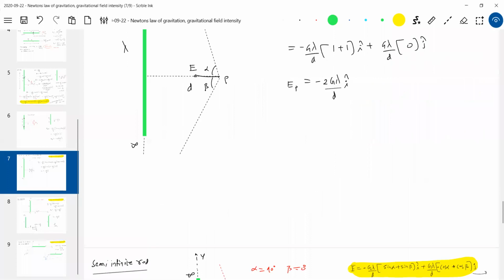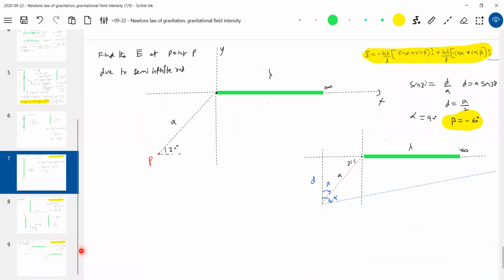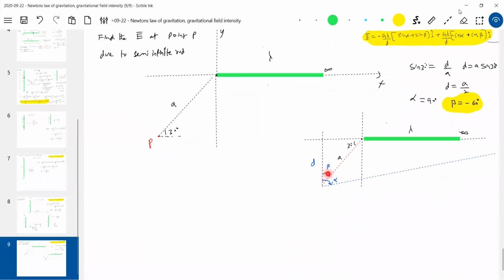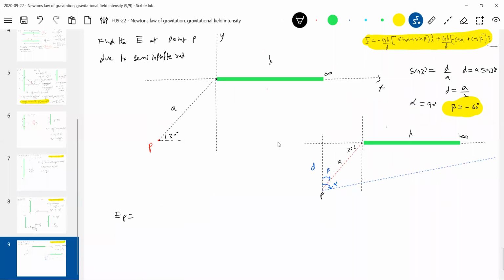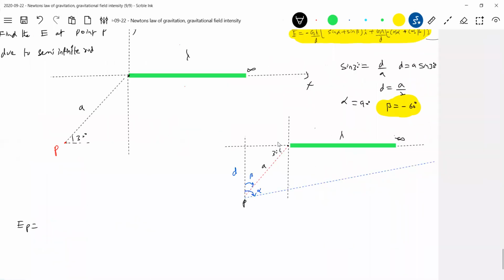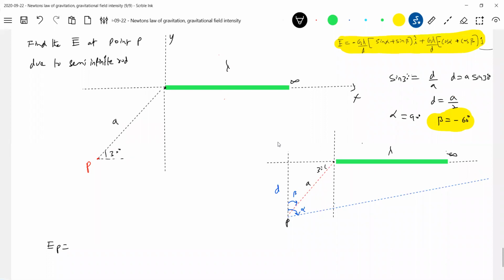Okay, now take this one. How are we measuring beta now? Beta I'm measuring in the direction of alpha. So what should beta be? Minus 60. So substitute everything in the formula, you'll get the required answer. So what is the field? They're just observations, nothing else. Let me write the answer. So the field strength at point P.